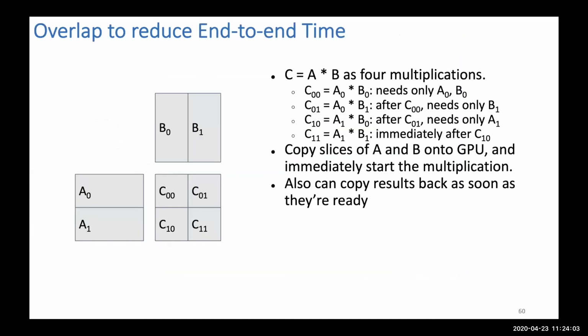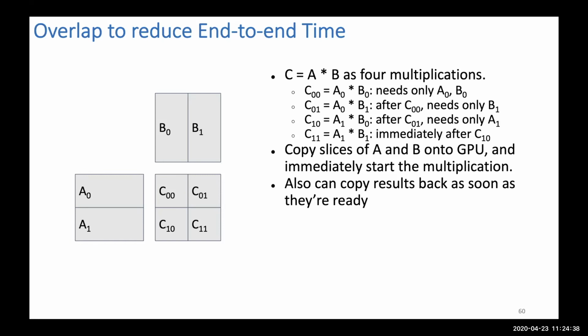But one approach that we could use to actually reduce this end-to-end time is we can recall that we could think of this single matrix multiplication as 4 different matrix multiplications. So we can produce 4 quadrants of the product matrix, each of those quadrants from half of the source matrix. So the basic idea here is we're going to want to copy a single slice of A and B onto the GPU, and then immediately start the quarter of the product matrix that uses those 2 slices while we're copying the next slice onto the GPU.